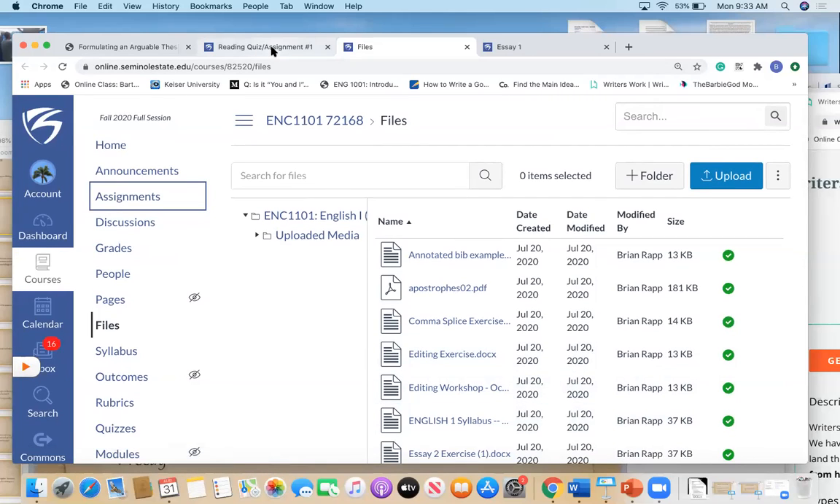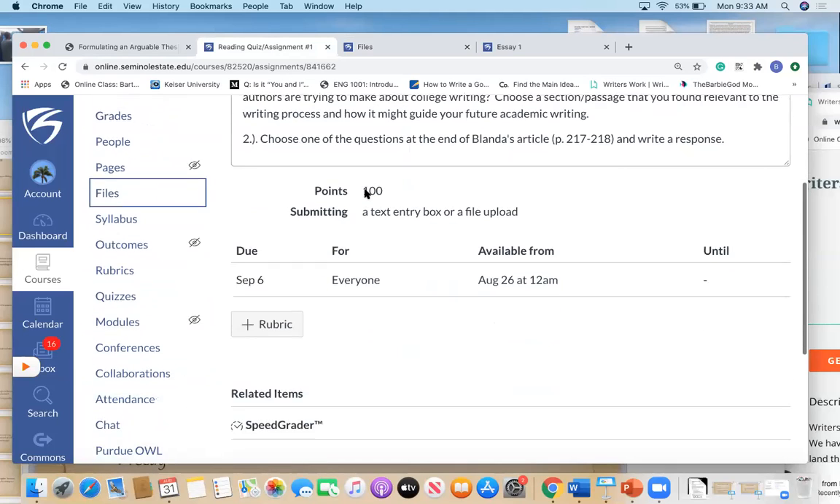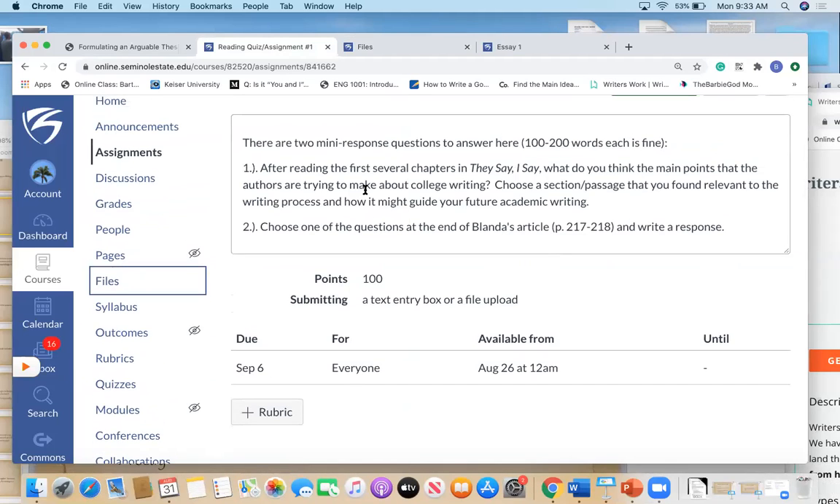The thing to focus on this week is just the reading assignment. We'll go through some of this today, but basically just write about a 100 to 200 word response to each of these questions. If you want to go more than that, that's fine. So after reading the first few chapters of our textbook, what are some things you can take away from it, or maybe pick a passage and explain how you found it interesting and relevant to the writing process and how it might guide your future academic writing.